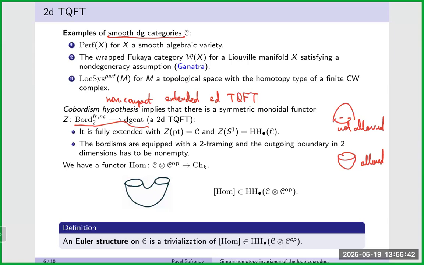May I ask a question before moving on? I couldn't understand the non-compactness thing. Like, how is it related to compactness, the outgoing boundary being non-empty?